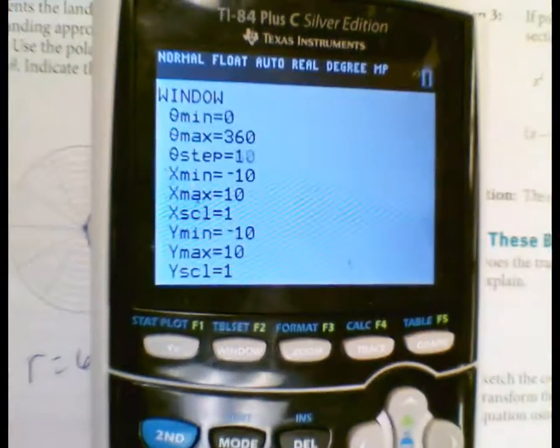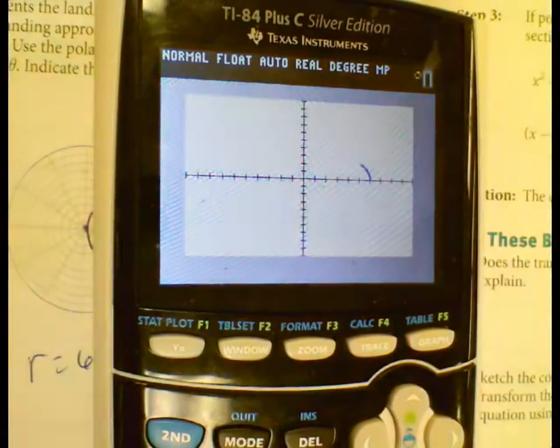So we're going back to theta step. We're going to go to 1. And then you graph, you get the polar curve.